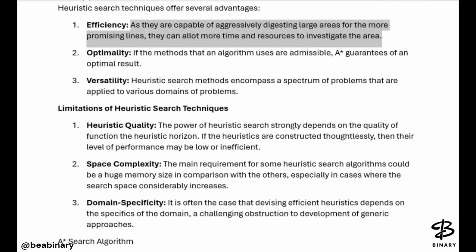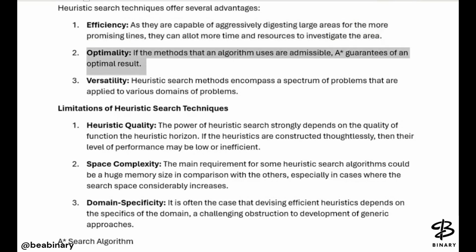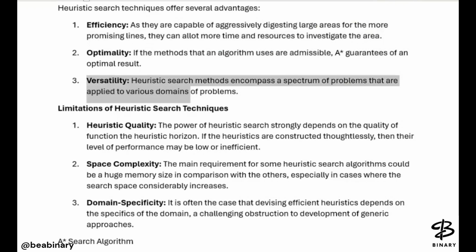Then the optimality. If the methods that an algorithm uses are admissible, A asterisk guarantees an optimal result, right? Then the versatility, we have discussed. Heuristic search methods encompass a spectrum of problems that are applied to various domains. So if we talk about applying the approach in a scattered way, we can use the heuristic approach here. Now, what are the limitations?